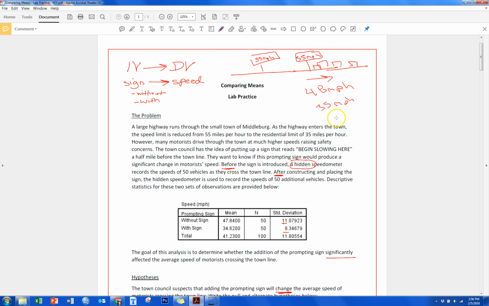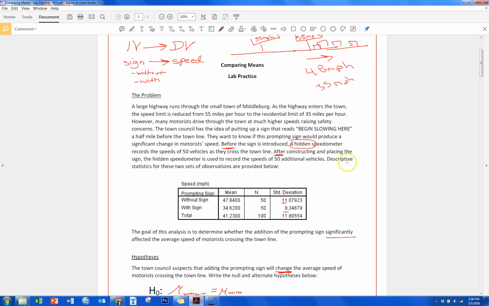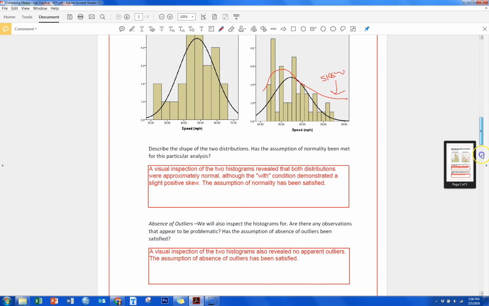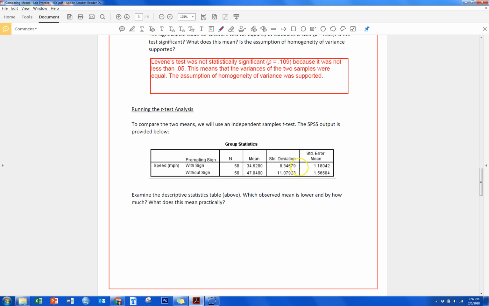So it looks like the speed went down. They put up the sign, it dropped by about 13 miles per hour. Right? So let's go ahead and comment on that.